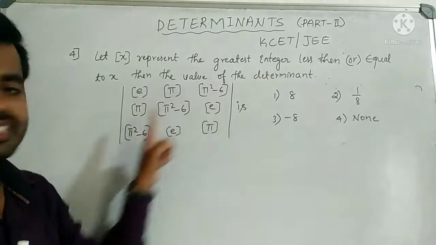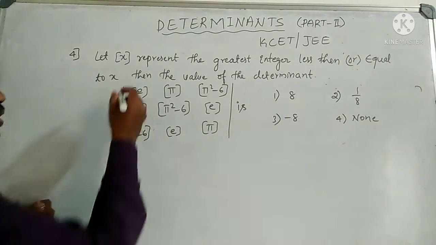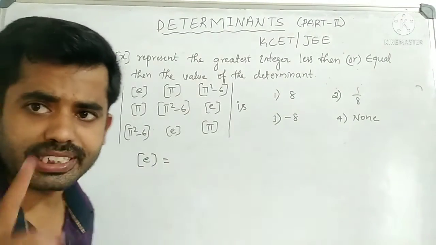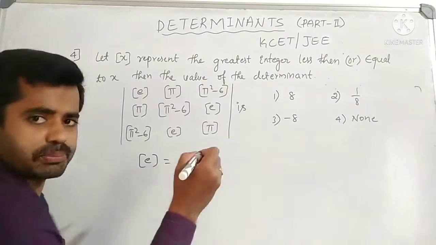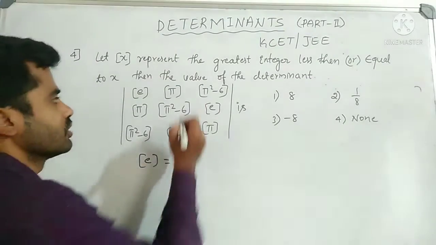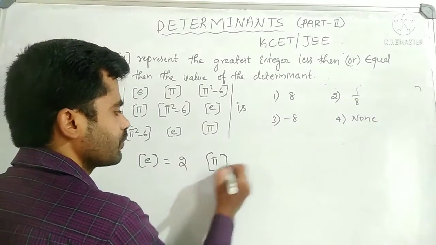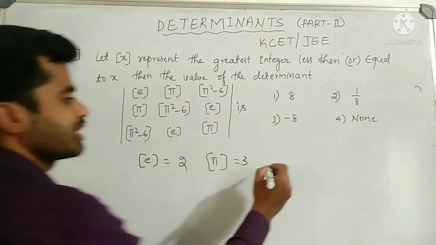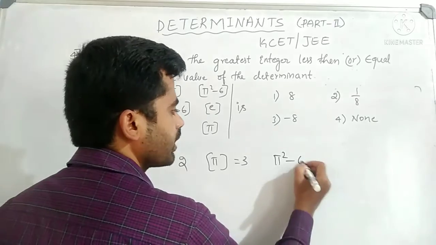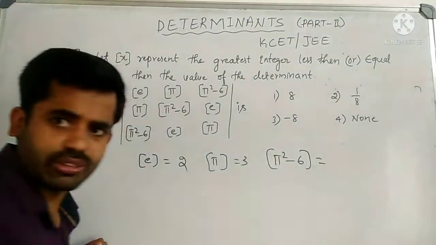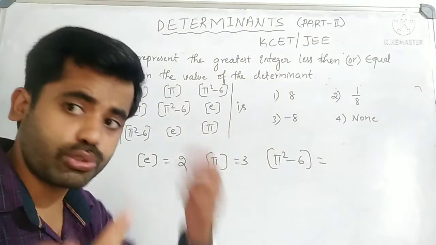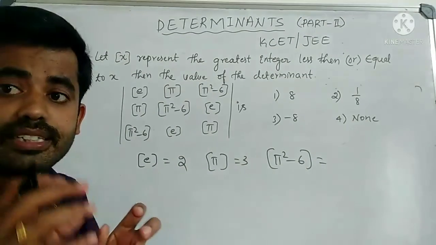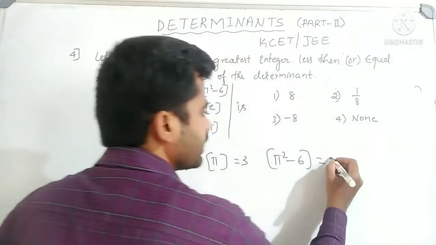The value of this determinant they are asking. Now, what is the greatest integer function for e? e is nothing but 2.7-something, so it will become 2. Then for pi? It is 3.14, so it becomes 3. For pi square minus 6? Pi square is nothing but 3.1 whole square. If you take 9 point something, 9 point something minus 6 is 3 point something. It becomes again 3.